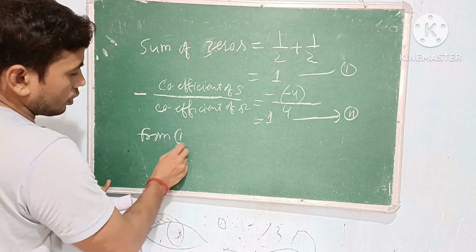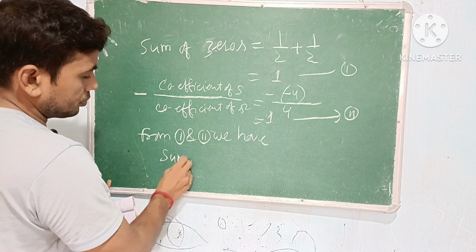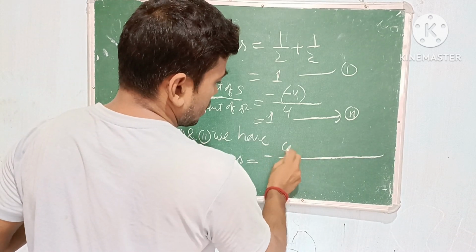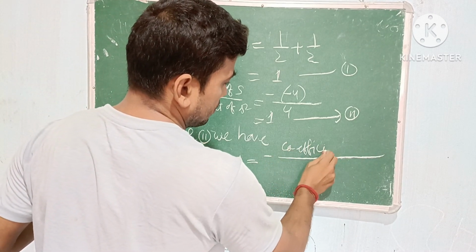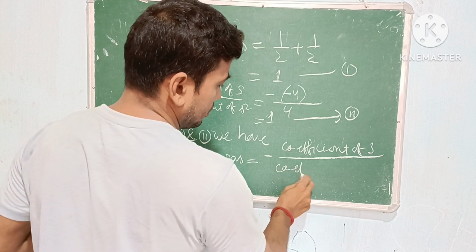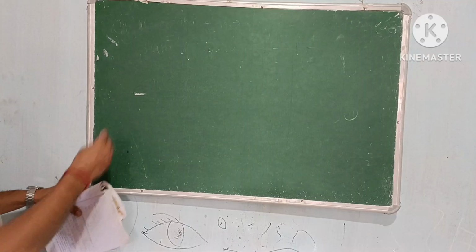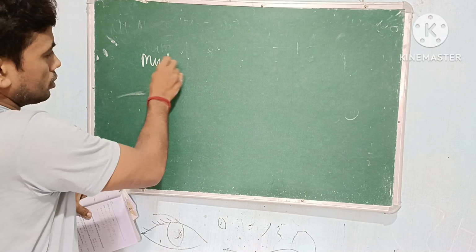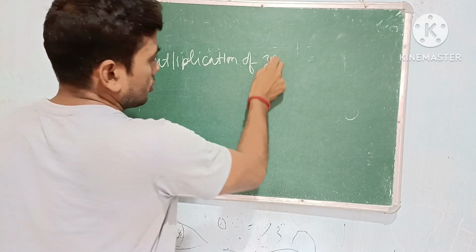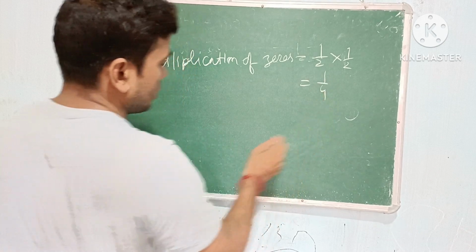We have from 1 and 2, sum of zeros is equal to minus coefficient of s by coefficient of s square. Okay, this one is what? Multiplication of zeros means half into half. That means 1 by 4.